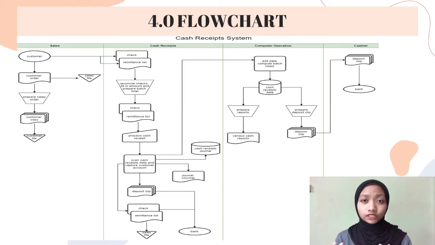For the cash receipt system, it begins when the customer places the order in the customer order form and it is automatically saved in the sales file. Then, the customer copy will be generated after preparing the sales order and automatically saved in the customer file. Next, in the cash receipts, the system will reconcile checks, fill in the amount, prepare a batch total and subsequently process the cash receipt. After that, the system will scan the cash receipts data and automatically save it in the sales file.